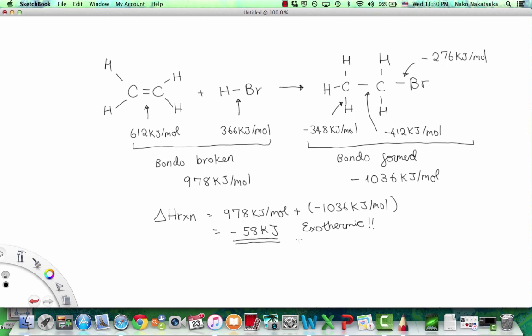The reason why I changed the unit from kilojoules per mole to just kilojoules is because we're assuming we're working with 1 mole of each molecule. But as you can see, by figuring out the total energy of the bonds being broken, and then adding that to the total energy of the bonds being formed, this is another way to figure out the delta H of the reaction, in addition to Hess's law, which we talked about before.